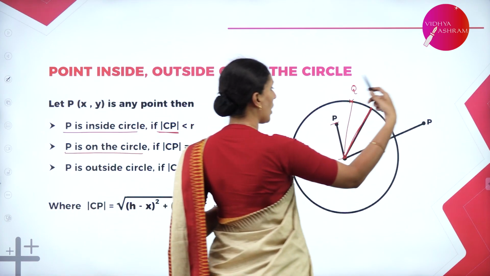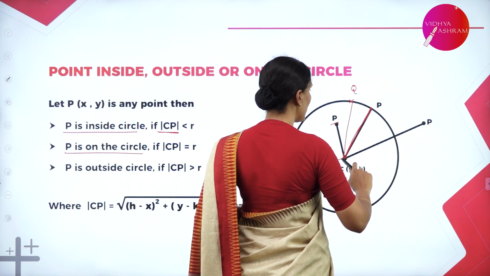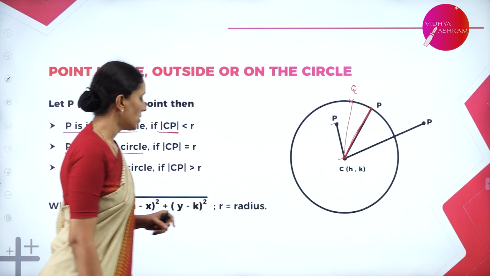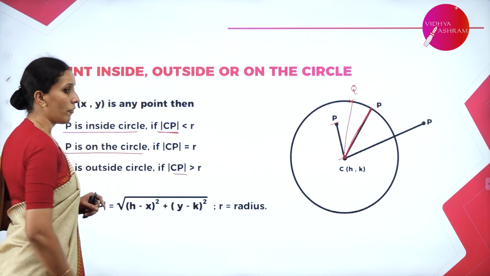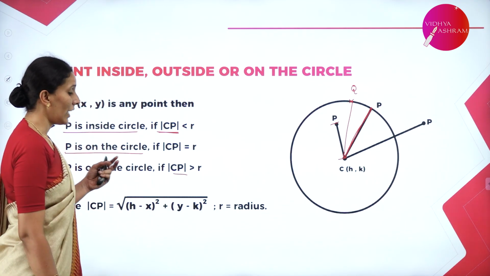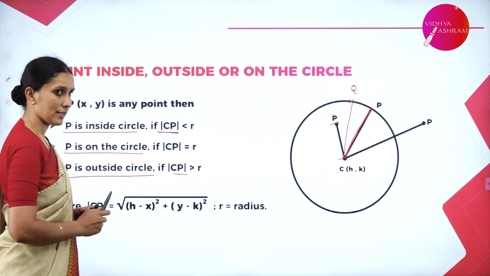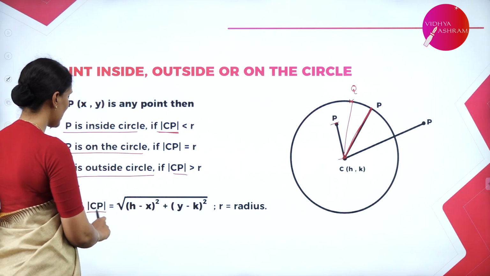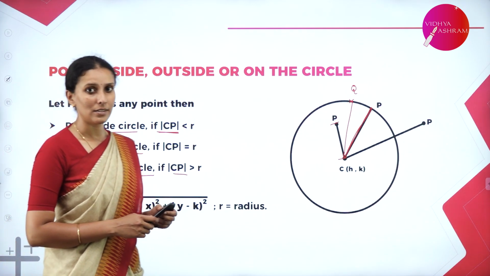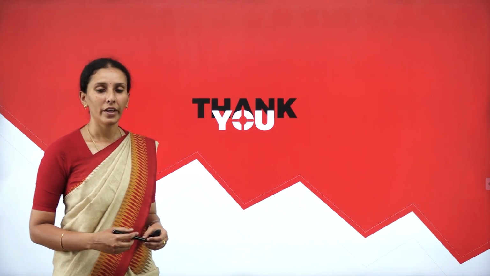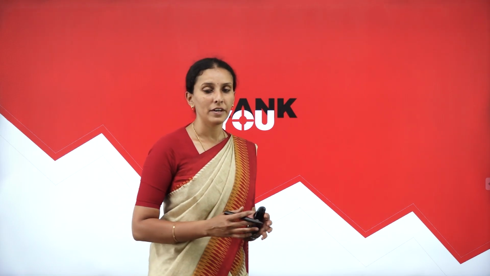I am taking a point outside the circle, so it obviously means the distance is greater than the radius. So if the distance of a point from the center of a circle is greater than the radius, we can clearly say the point is outside the circle. Again, how to calculate the distance CP? Using the distance formula. So today we have learnt about the first part of the conic section, the circle.